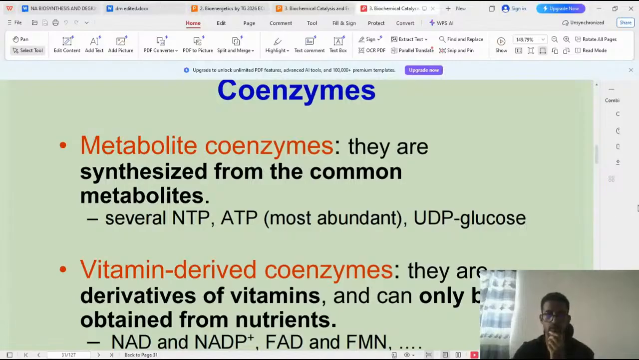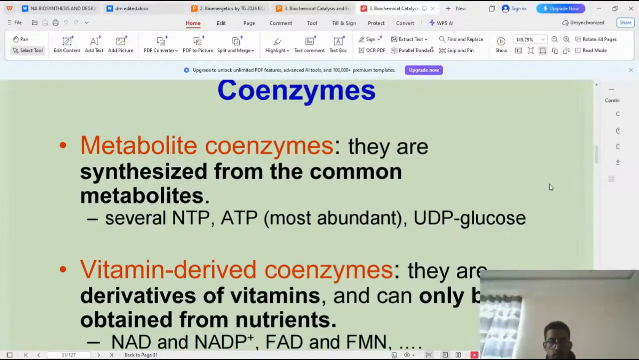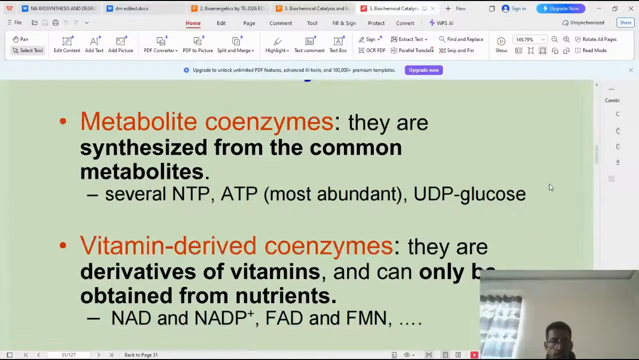Vitamin-derived coenzymes are derivatives of vitamins and can only be obtained from nutrients.